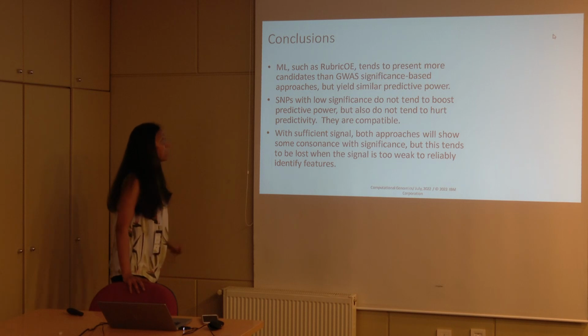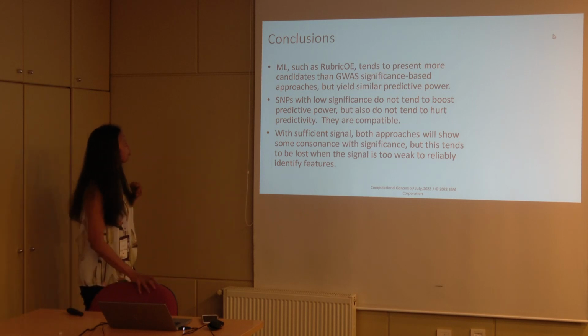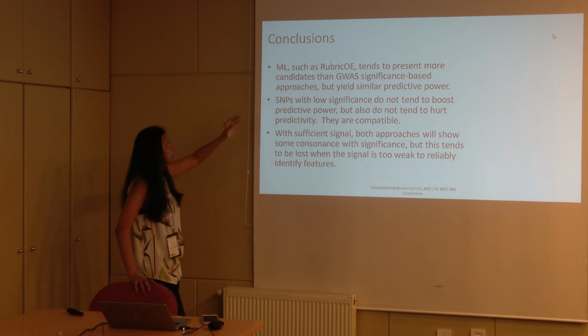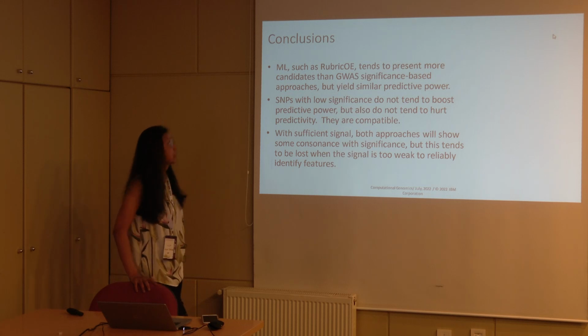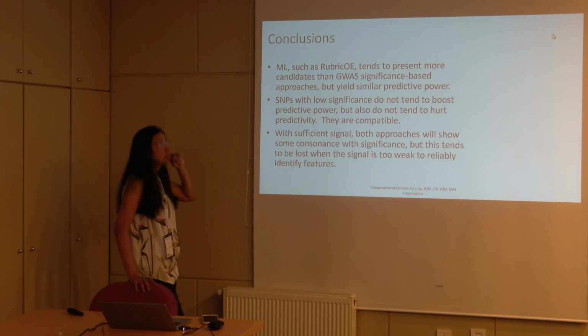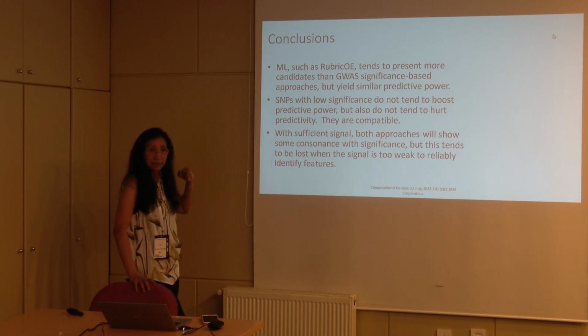So this is my last slide on the conclusions. Machine learning, any machine learning method, such as our method called RubricOE, tends to present more candidates than GWAS significance-based approaches, but they yield similar predictive power. The second very subtle point here is that SNPs with low significance do not tend to boost predictive power, but also do not tend to hurt predictive power. So they are compatible in that sense.